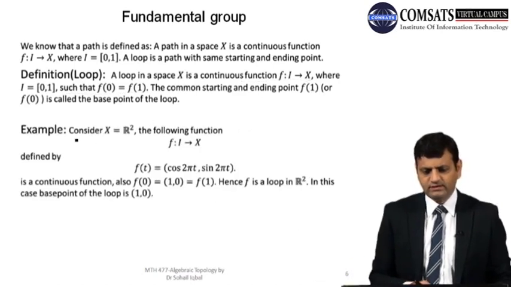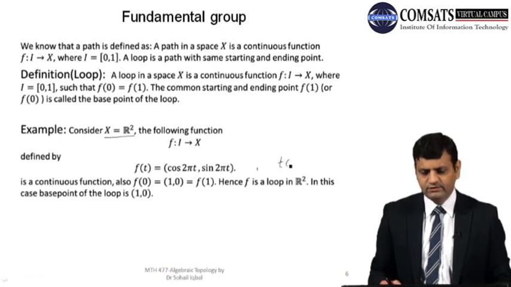So let's consider an example. Let X be R2. The following function f(t) = (cosine 2πt, sine 2πt), and here of course t belongs to the closed interval [0, 1], is a continuous function. Also f(0) = (1, 0) = f(1), hence f is a loop in R2. So this function is continuous. Of course sine and cosine are continuous, so that's why this is continuous.